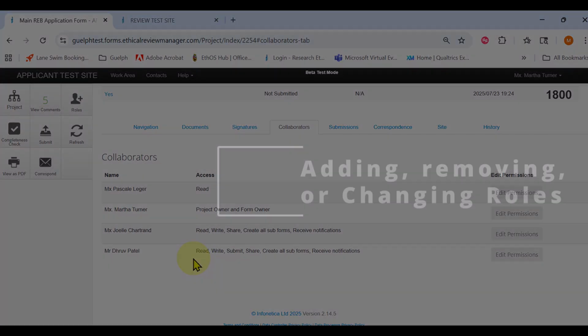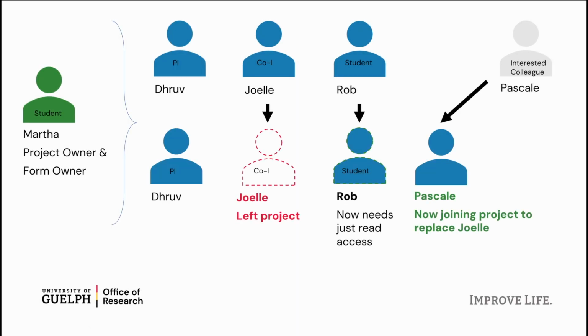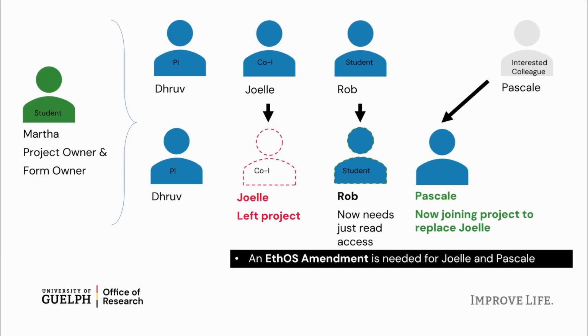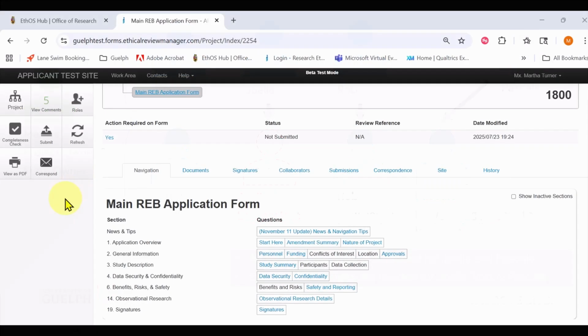As your study progresses, new study team members may join and/or others may leave. The study team list should always be kept current with the REB by submitting an amendment if and when this happens. But those changes in the study team may also mean that you need to review or reassign roles. Here's how you do this.